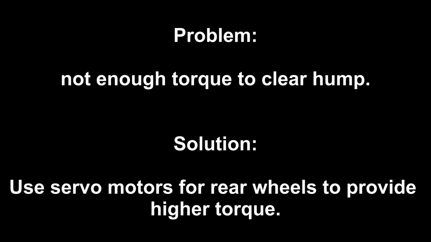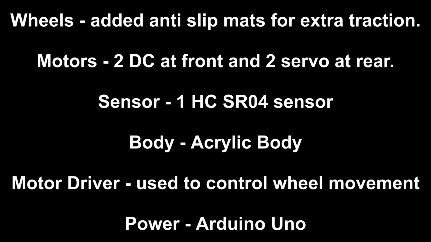The problem that we faced in this trial was the car did not have enough torque to clear the hump. The solution we came up with was to use servo motors for rear wheels to provide higher torque. The components we added in our version 3 were, we added anti-slip mats for extra traction, we added 2 servo motors at the rear wheels, we also used an ultrasonic distance sensor and a motor driver which was used to control the wheel movement.